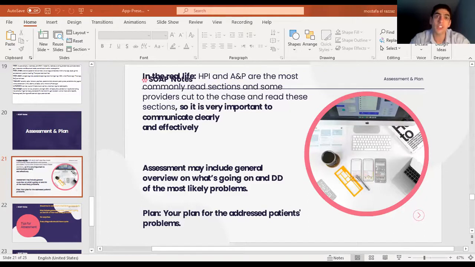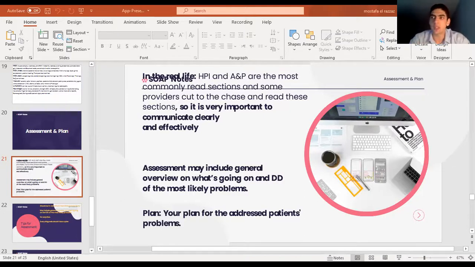And the assessment changes as the patient progresses in their hospital course. For example, you might be admitting a patient for COPD exacerbation, but then 4 or 5 days later, you discover that the patient has an underlying pneumonia. So your assessment is going to change. It's not just going to be COPD exacerbation. It's going to be COPD exacerbation superimposed with pneumonia.